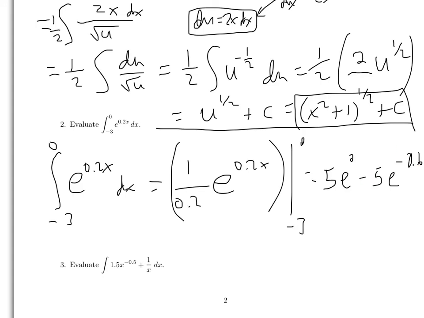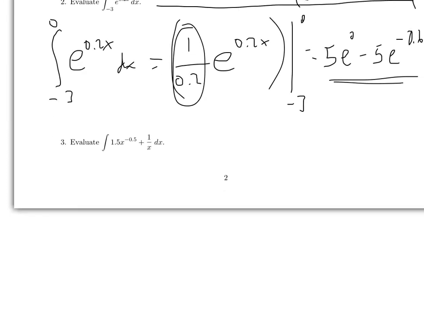So again, we don't have to simplify anything. That's perfectly fine for the answer. And you can even leave the 1 over 0.2 there. I don't care. But in this case, 5 is a lot easier to write.